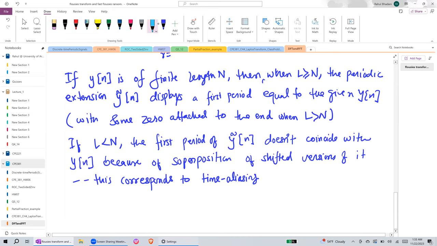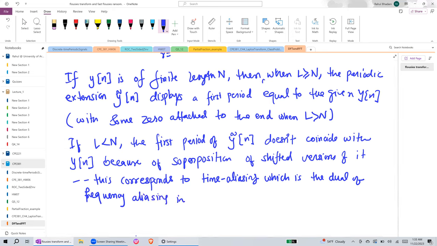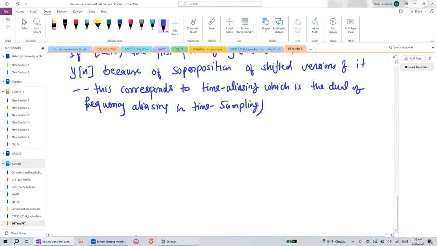Time aliasing, which is the dual of frequency aliasing in time sampling. So remember, we have the Nyquist sampling theorem, that we have to have a certain sampling period so that we do not have aliasing in the frequency domain. So this whole thing is basically a dual of that.